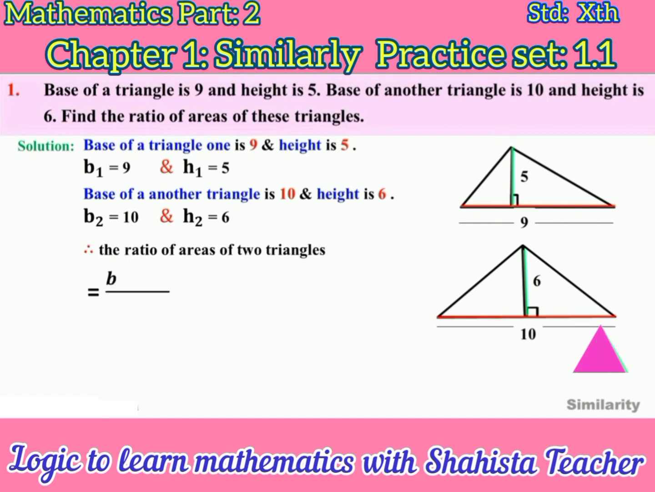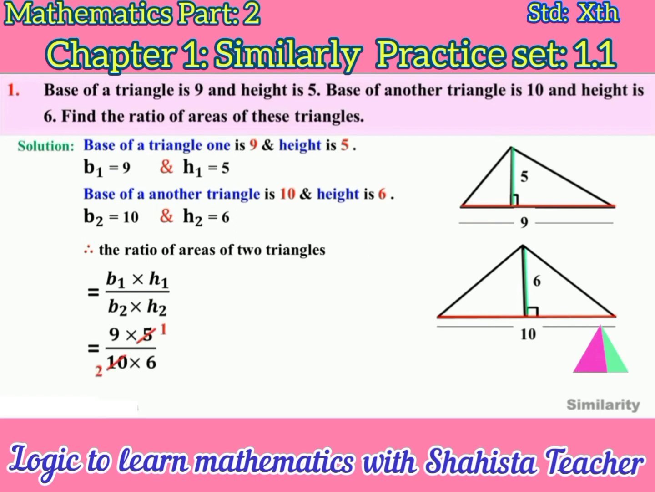The ratio of areas of two triangles is base 1 multiplied by height 1 upon base 2 multiplied by height 2. That is equal to: base 1 is 9 and height 1 is 5, so 9 multiplied by 5 is the numerator, and the denominator is 10 multiplied by 6.